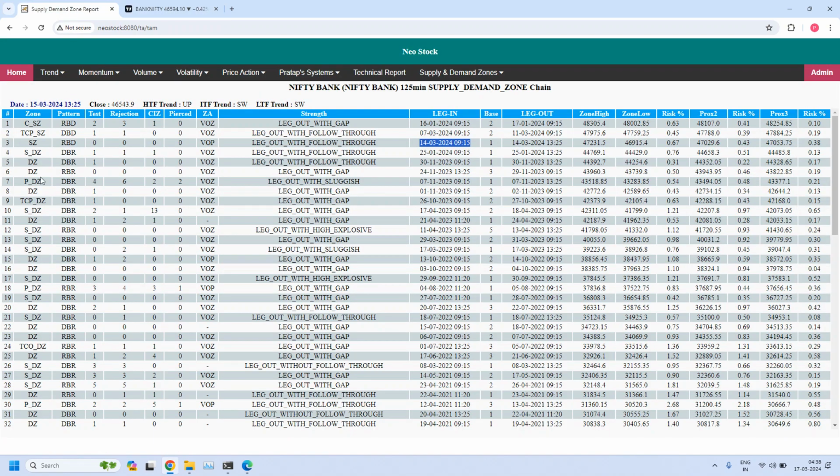Then what is the immediate demand zone? The immediate 125 minutes demand zone is a high liquidity demand zone. We have a leg out with follow through. We have a violated opposing zone. Good. And drop base rally. This is on 25th January, 9:15.